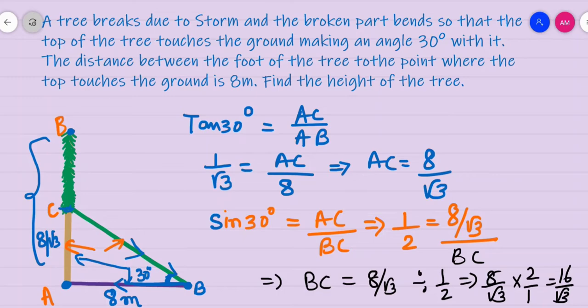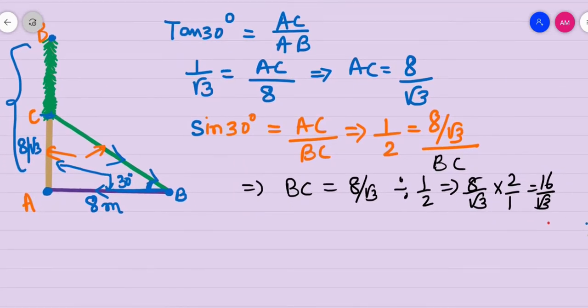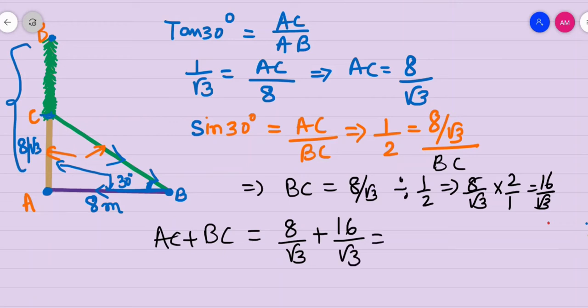Now what you need to find? You need to find AC plus BC. What is your AC? AC is equal to 8 by root 3. And what is your BC? BC is equal to 16 by root 3. That means it is equal to 24 by root 3.